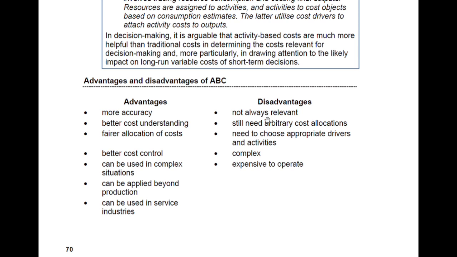Disadvantages: it is not always relevant, as if you have more direct cost, then ABC would not be relevant there. There is still arbitrary cost allocation. As I said, the cost drivers you are calculating could be based upon assumptions, so it can be arbitrary cost allocation because you are doing it based upon your understanding and your judgment of what the relevant cost driver is here. You need to choose appropriate cost drivers and activities.